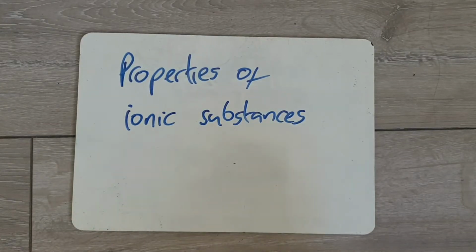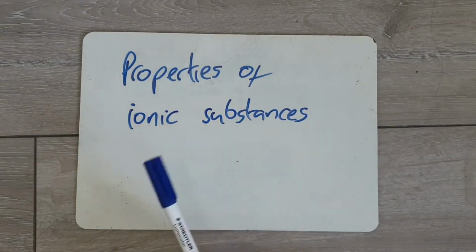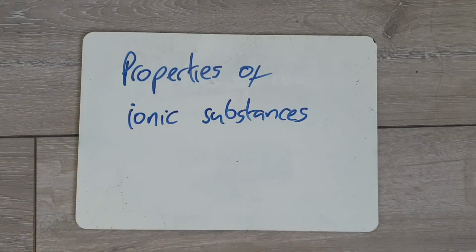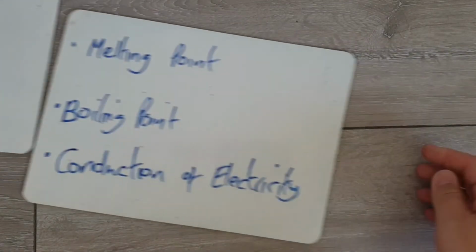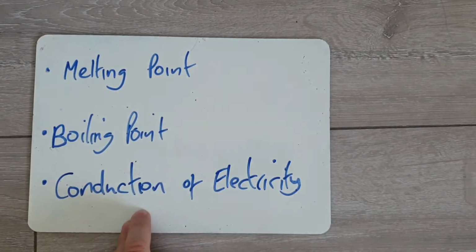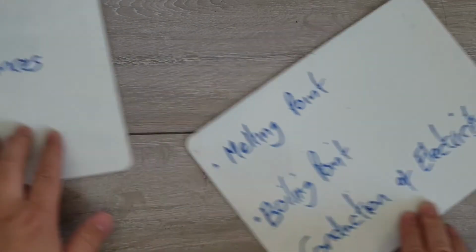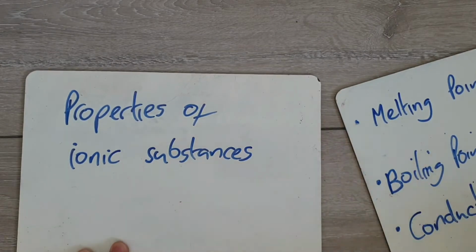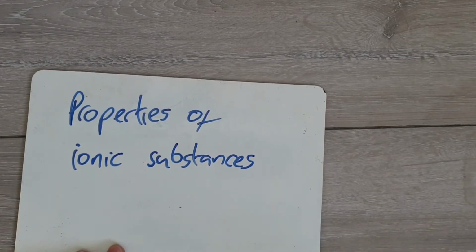Hi folks, so short video on properties of ionic substances. So what do I mean by properties? So we're looking at the melting point, boiling point, and whether they conduct electricity. So firstly, we should probably answer, what's an ionic substance?